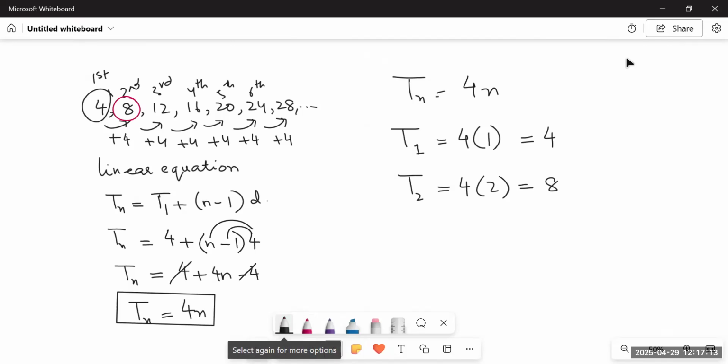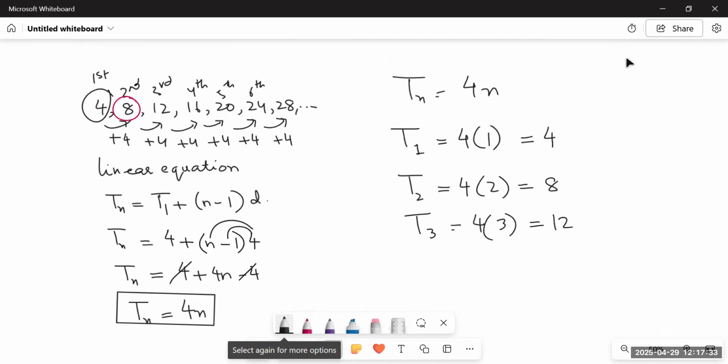Now let's see if the third term would be 12 or not. So again, apply the formula. T3 is equal to 4 multiplied by 3, which is 12. So you see, this is the formula that we can generate as well. And we can use this formula to find out any term in any given sequence.